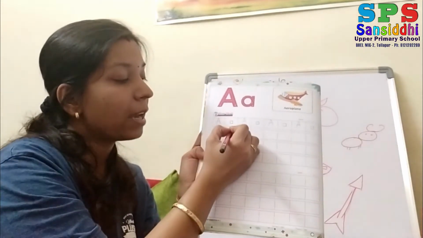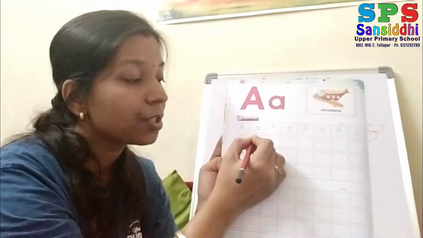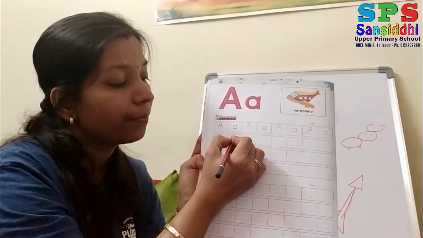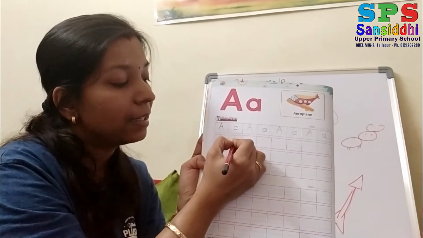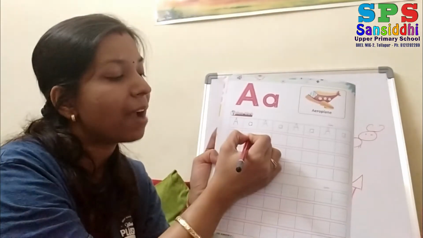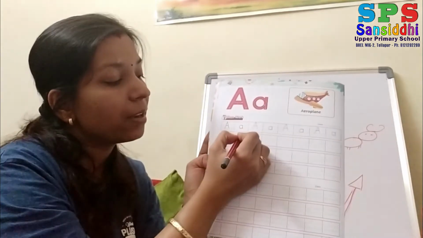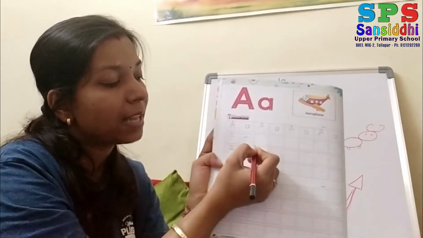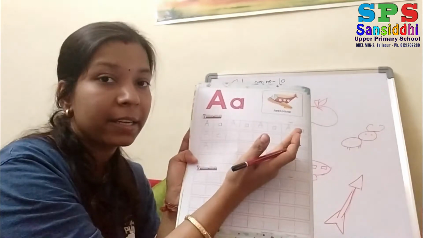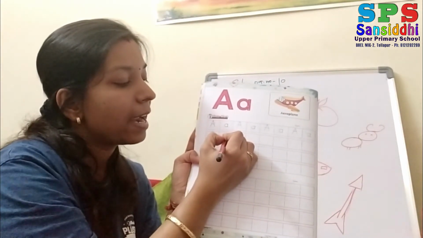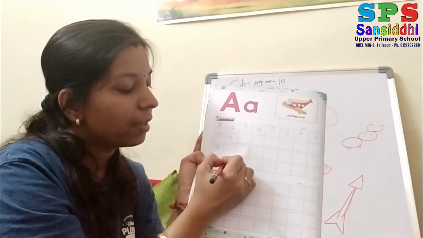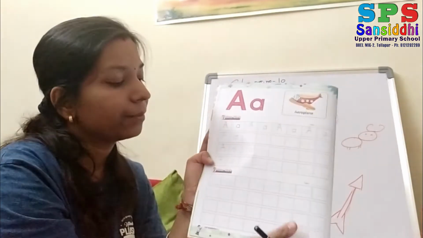Capital A. Now small a, but small a should not touch the top and should not come down. You have to draw it between the two blue lines. How they have given, right here, like a C. This is a curve. Which curve is it? This is a right curve. Then one straight standing line. A. Okay. Now A. What is this?